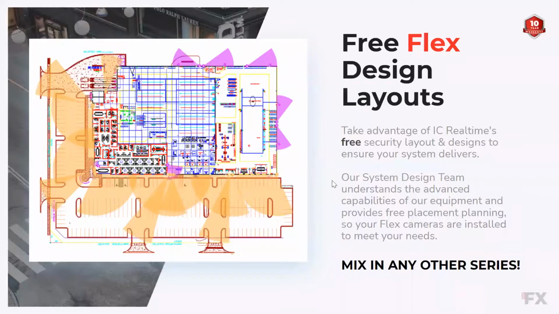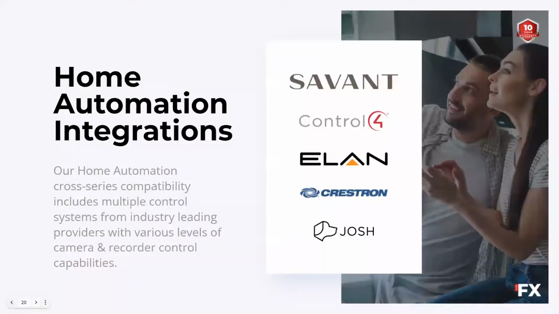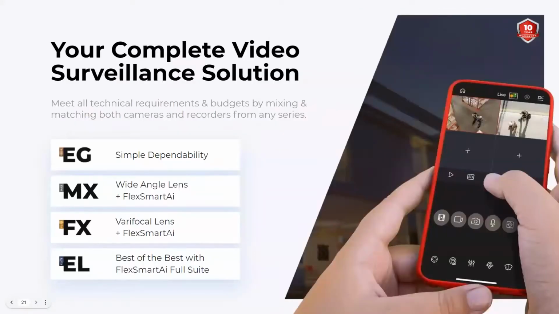You'll also get the same layouts here. So again, doesn't matter what system you're using, you're going to get our free design layouts just like you would in the MX line. Same home automation as you would find with the MX line. The only line, and we'll talk about that when we do the Edge webinar, is that Edge line. So again, Edge line, simple dependability, MX, wide angle lenses, fixed lens, FX, varifocal with Smart AI, and then EL is really the best of the best here.